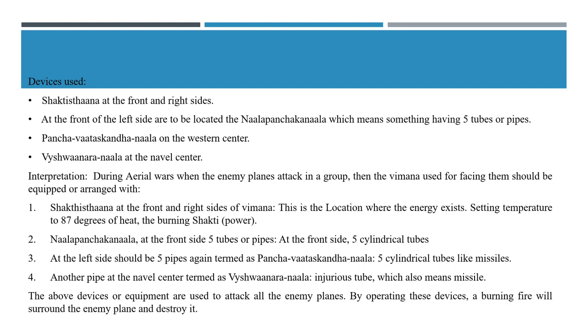I had to go through some other chapters of Vimana Shastra to correlate which device is used for which pilot instruction. I took a lot of time to understand all this. Now the interpretation: during aerial wars, when enemy planes attack in a group, the Vimana used for facing them should be equipped with Shakti Sthana at the front and right side, the location where the energy exists. Set the temperature to 87 degrees, with Nala Panchakanala at the front side: five cylindrical tubes. At the left side there should be five pipes, five cylindrical tubes like missiles, and another pipe at the navel center. The injurious pipe also means a missile. The above devices are used to attack all the enemy planes. By operating these devices, burning fire will surround the enemy plane and destroy it.